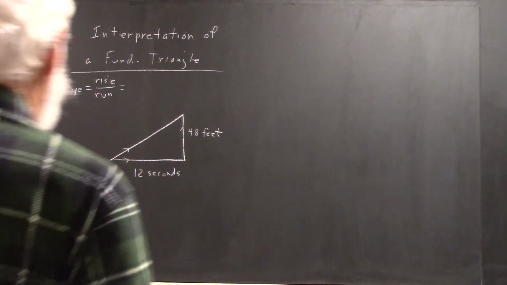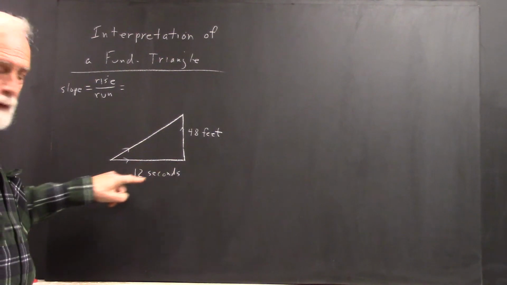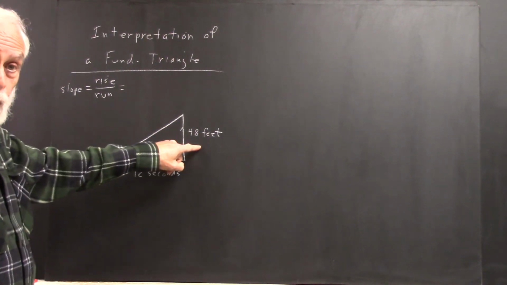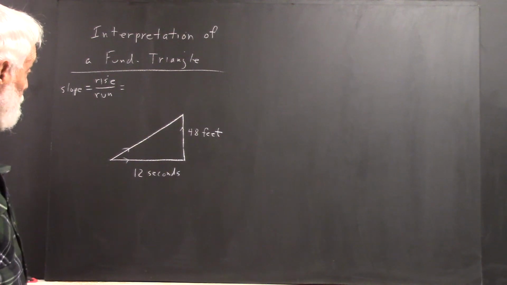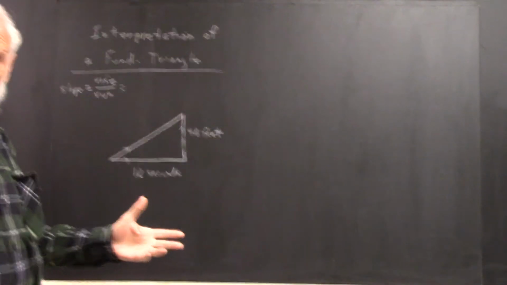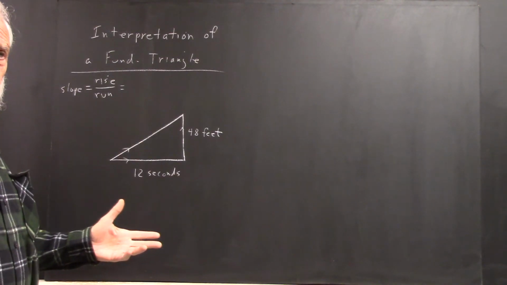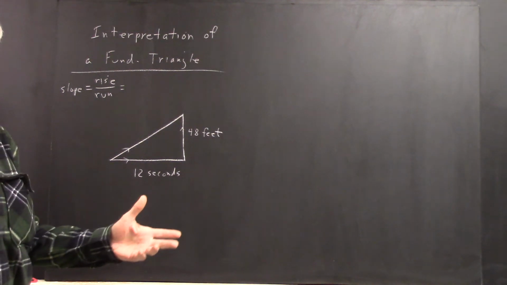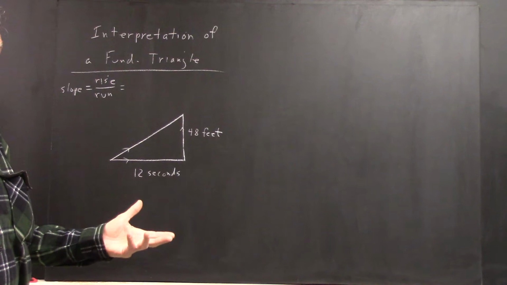Okay, here's the fundamental triangle. Run of 12 seconds, rise of 48 feet, right? Going in this direction. So slope is rise divided by run. What's the rise? 48. Okay, I'm hearing 48, but I'm also hearing 48 feet. Which is it? 48 feet. Just wrote down the number.